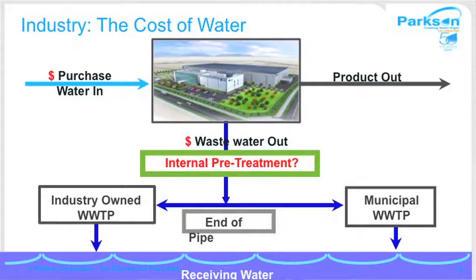So does it make sense to use internal pre-treatment? Absolutely. Most industries actually have internal industrial wastewater treatment plants that either fully treat the water or partially treat it and send it to a collection system. Or some plants just decide to send it directly to municipal wastewater treatment plants.